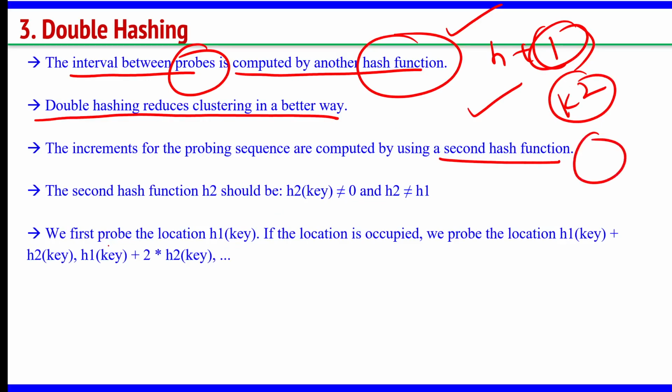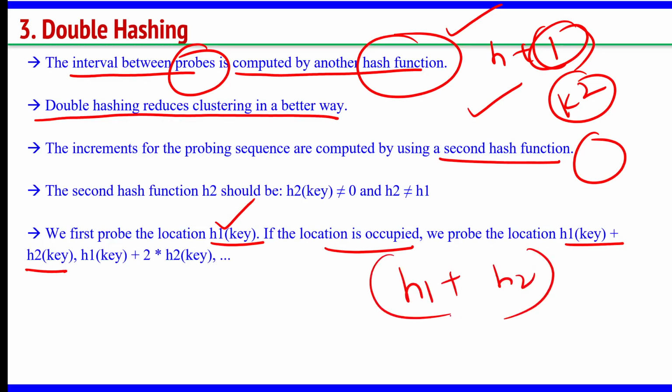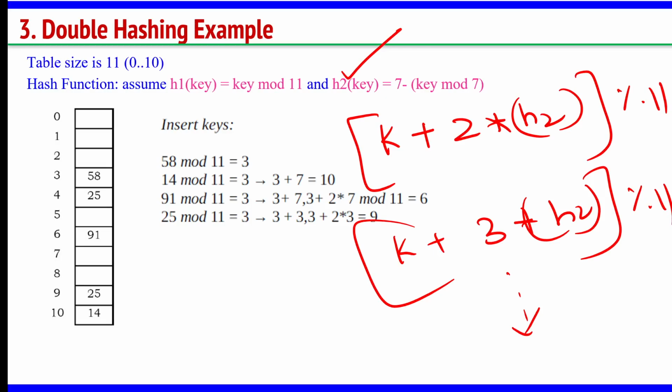So, the first probe location is h1 key, I will use this. If it is already occupied, h1 key plus h2 key, h1 key plus what h2 gave to me, I will add it. If that is also occupied, then h1 key plus 2 into h2 key. If this is also occupied, then h1 key plus 3 into h2 key and so on. That is what we have done in this example here, right.